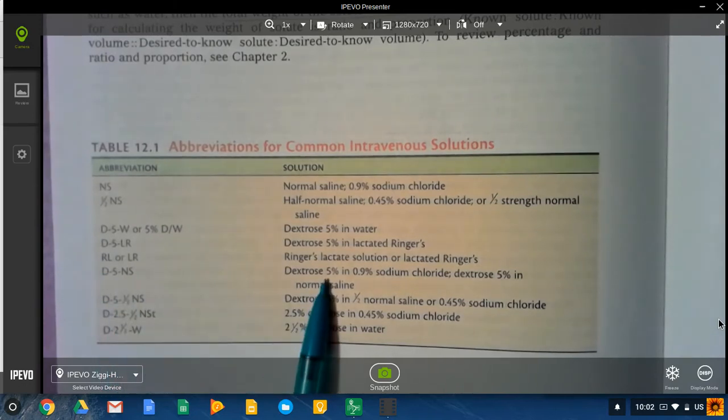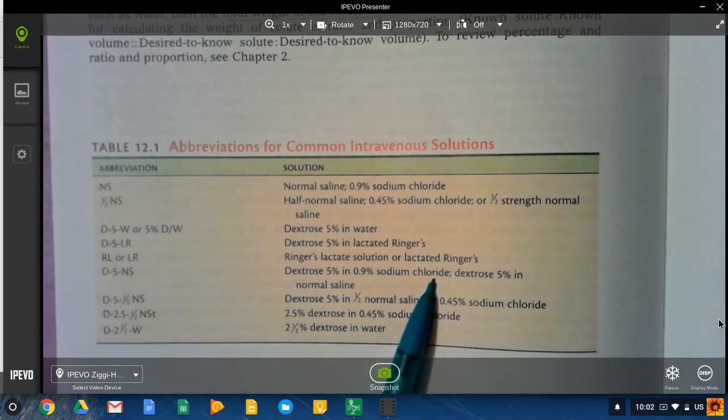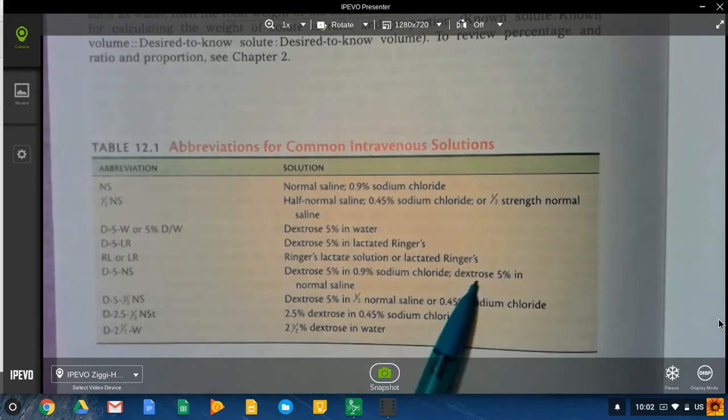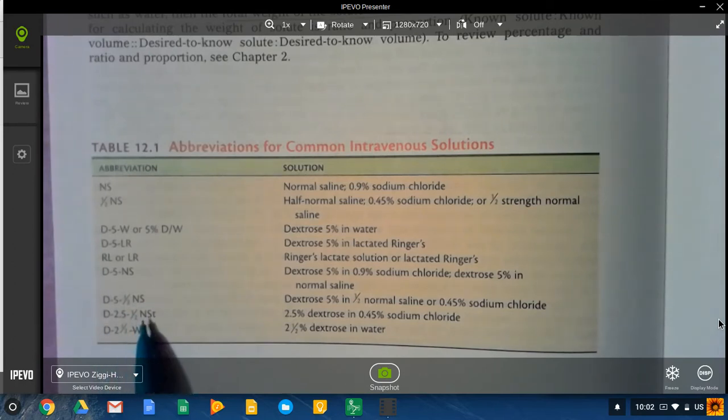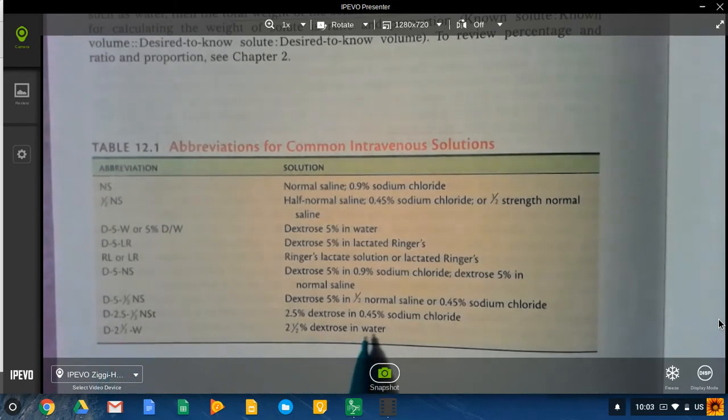D5NS is dextrose 5% and 0.9 sodium chloride, or dextrose 5% in normal saline. It's the same thing. And so on and so forth. You have your D5 half NS, D2.5 half NS, and so that's the 2.5% dextrose in 0.45 sodium chloride. And then the D2.5W, and that's 2.5% dextrose in water. Okay, and that's usually sterile water. So sterile water and, of course, normal saline are two different things.